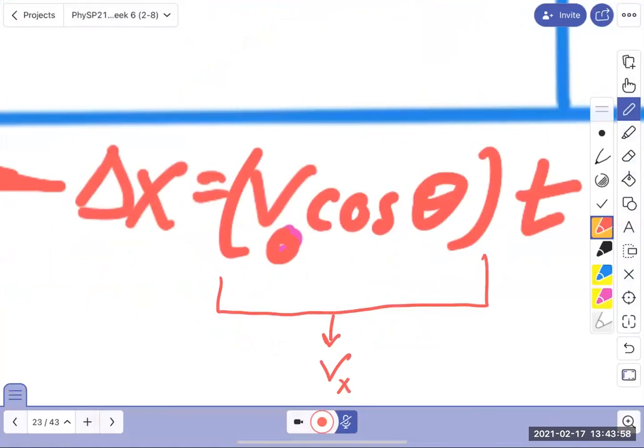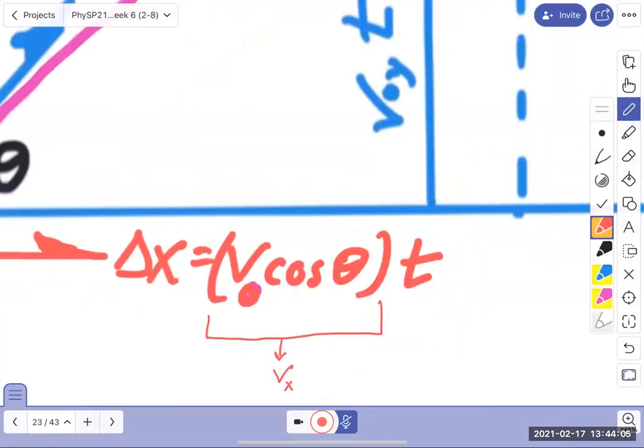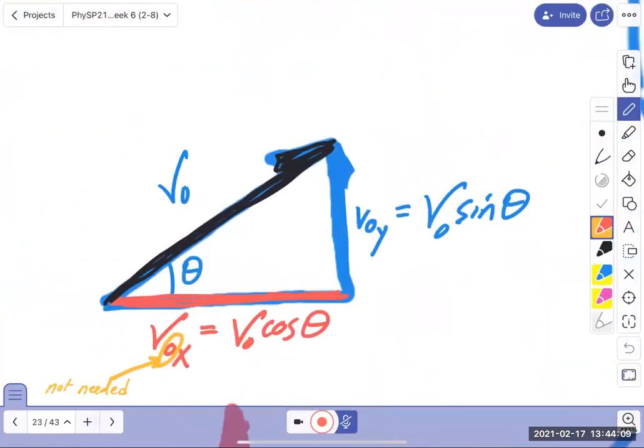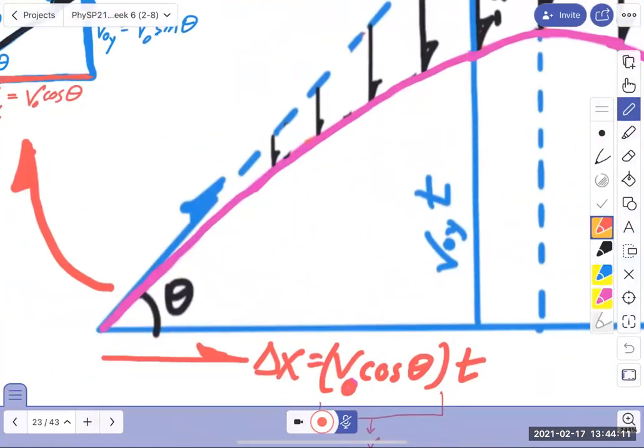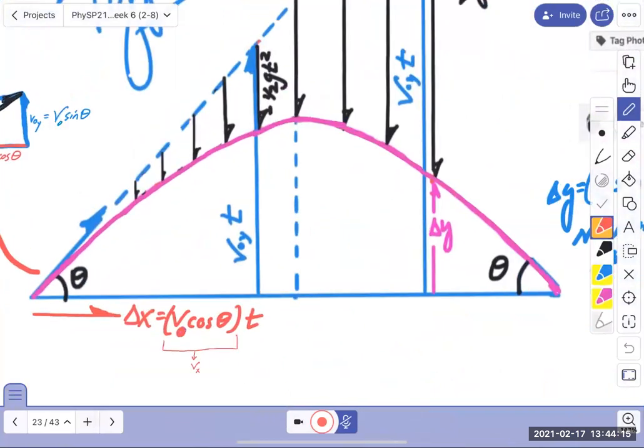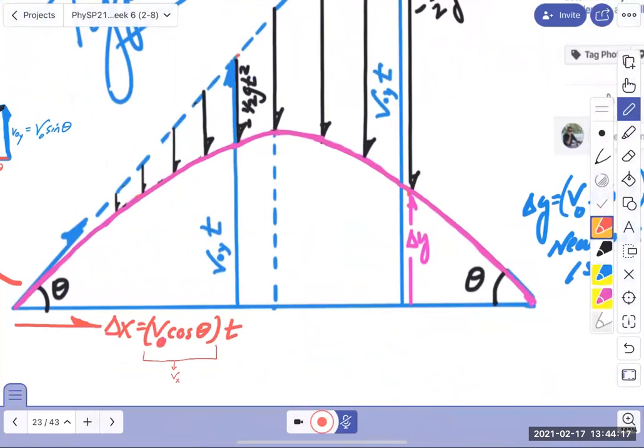Because there is a V naught. V naught velocity does change in the Y direction, but it does not change in the X direction. So V naught cosine theta, because it's the adjacent side, stays constant the whole time. Okay.